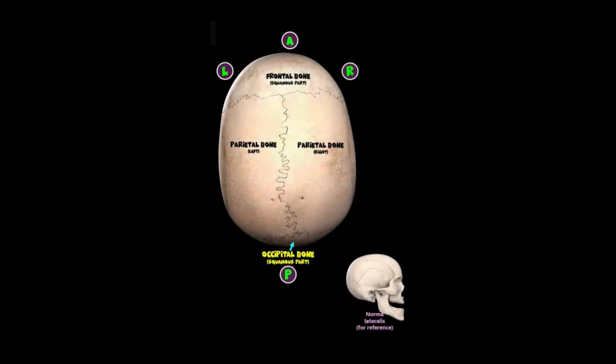What other features are seen in the Norma Verticalis? They are: 1. The upper part of the superior temporal line is visible on the lateral part of the parietal bones. The picture below is Norma lateralis or lateral view of the skull showing the entire superior temporal line. This is for your convenience.